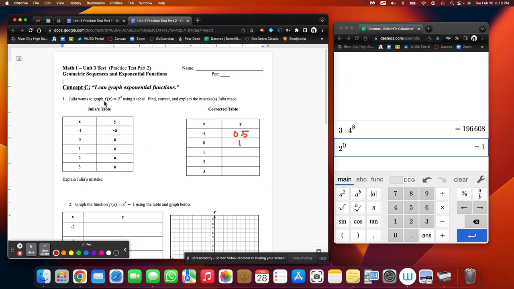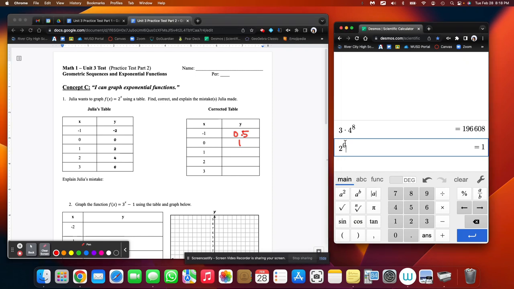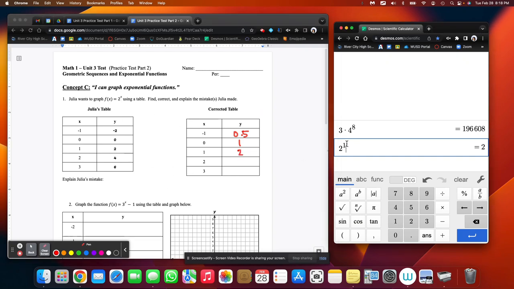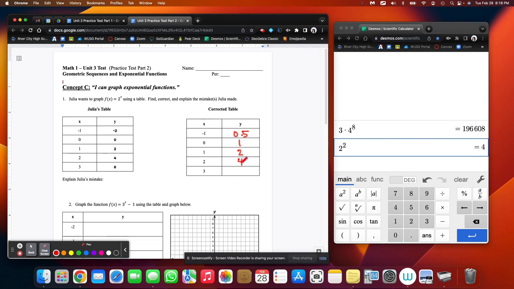So that's incorrect. Now we're going to plug in 2 to the first power. That's 2. So that's wrong. Now we're going to plug in 2 to the second power. That should be 4. We should recognize this is kind of a pattern of multiplying by 2. And this should be 8. So if we look and see what she did, she seems to have a pattern of addition, right? She added 2, added 2, added 2, added 2.